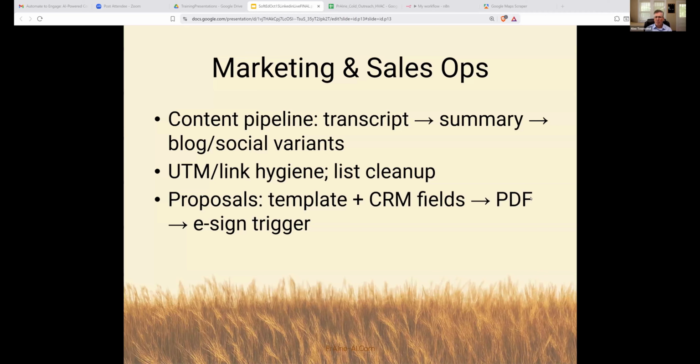Another case: proposals to PDF to eSign. A rep clicks create proposal in the CRM. n8n merges CRM fields into a doc template, exports a PDF, and triggers e-signature. When the client signs, it auto-updates the stage, posts a Slack win alert, and files the doc. Zero hunting for the latest version. The through line is: automate the busy work, keep humans on conversations and closing.